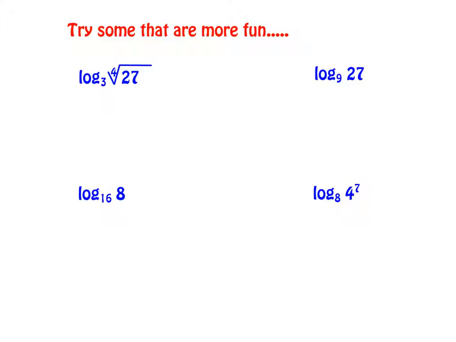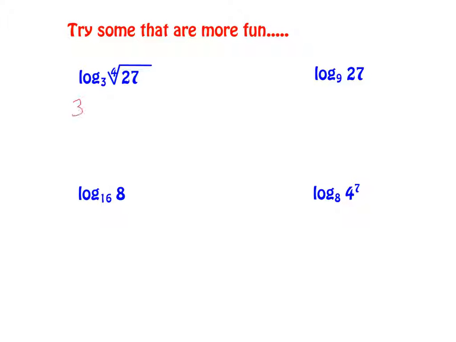Those were probably too easy, weren't they? Let's try something that might be a little bit more fun, a little more challenging for us. Looking at this first one here, got log base 3 of the fourth root of 27. That's pretty ugly. You have to break it down and think through it as I've got to take this base 3 to some power, and it's going to end up giving me this mess right here.